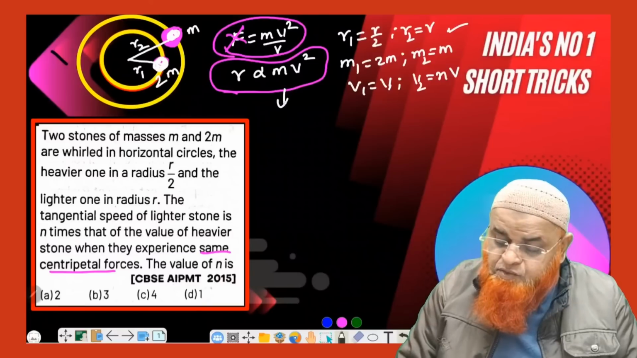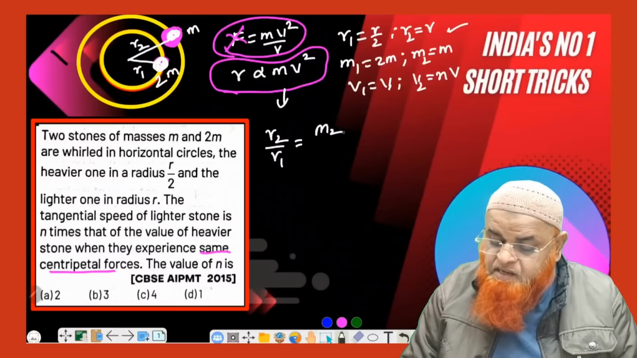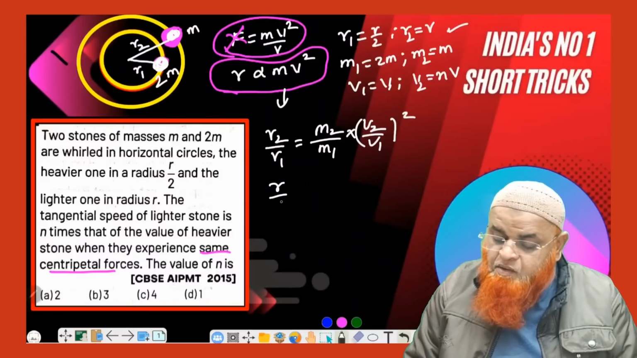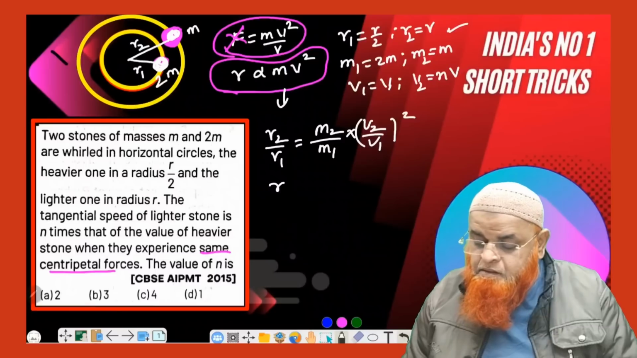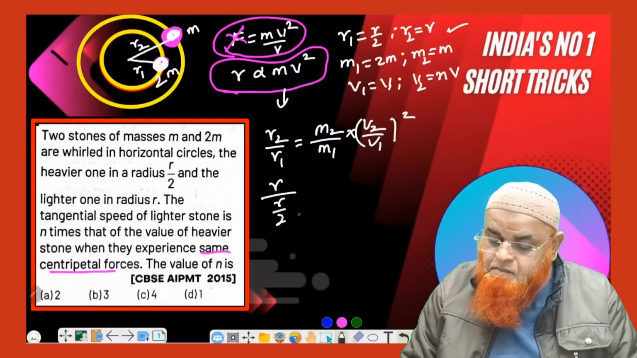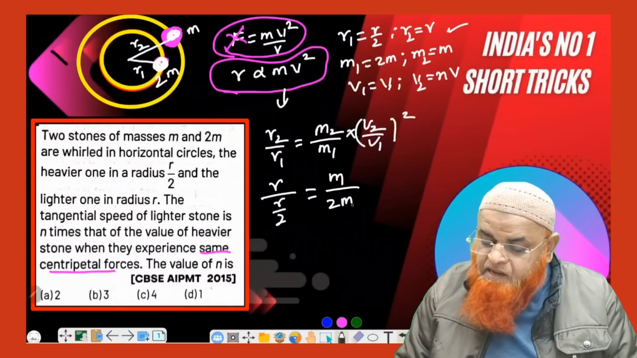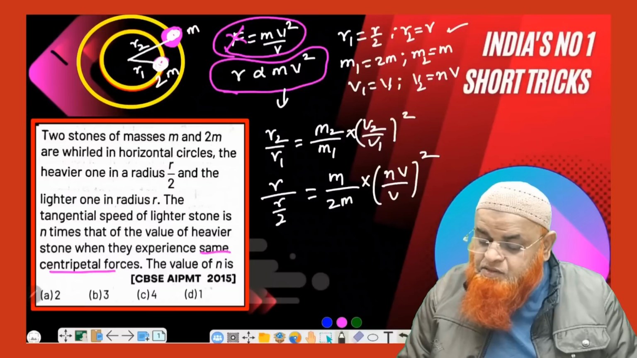So now I can use this relation and write the formula: r2 by r1 is equal to m2 by m1 into v2 by v1 whole square. You can now write r2 as r, and r1 as r by 2. Similarly, I can write m2 as m and m1 as 2m, and v2 as n into v and v1 as v. So therefore I can write this as whole square.